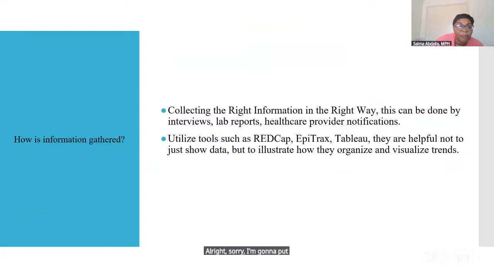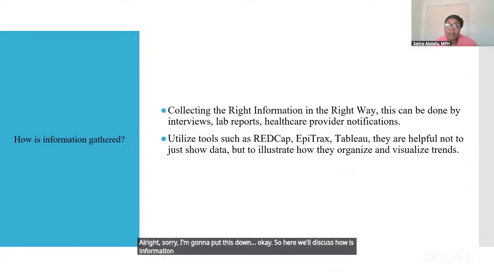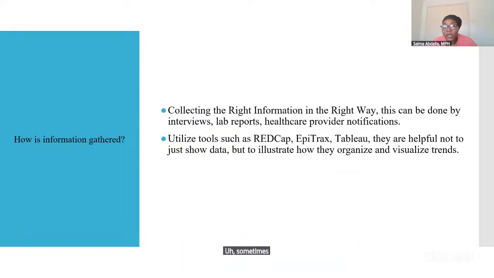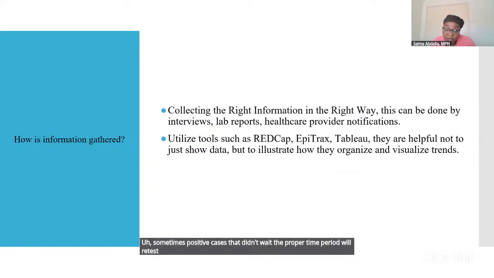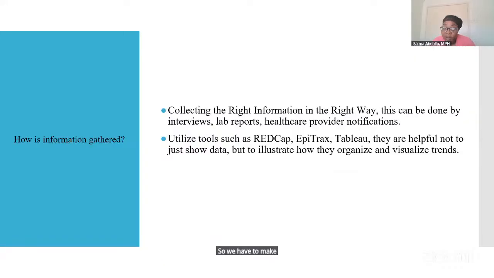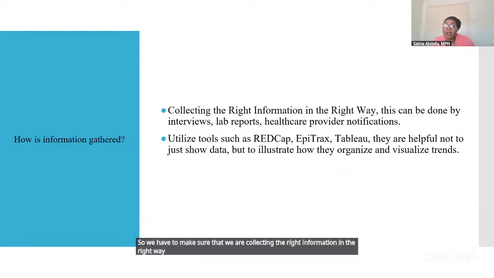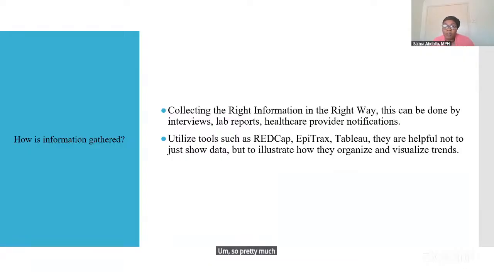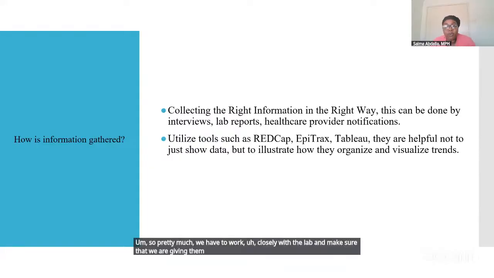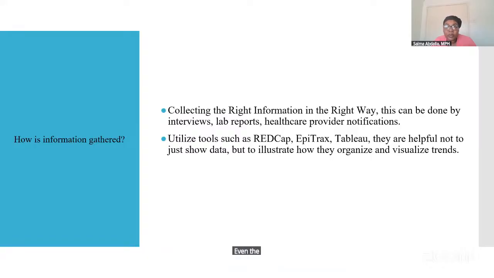Okay. So here we'll discuss how information is gathered. It's important to count the positive cases and watch for false positives. Sometimes positive cases that didn't wait the proper time period will retest and show as positive. So we have to make sure that we are collecting the right information in the right way. We have to work closely with the lab and make sure that we are giving them the proper, correct information, the positive cases, and even the full name and date of birth, all have to match.